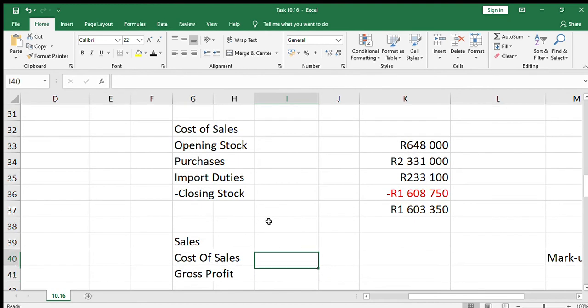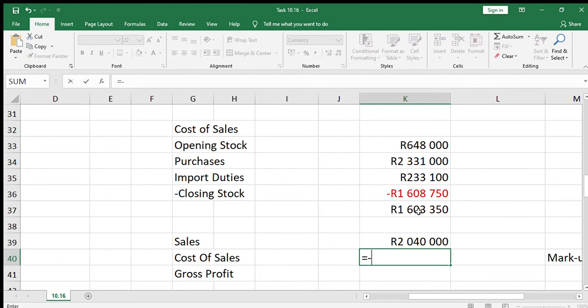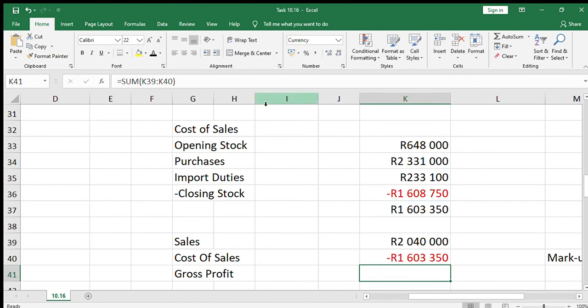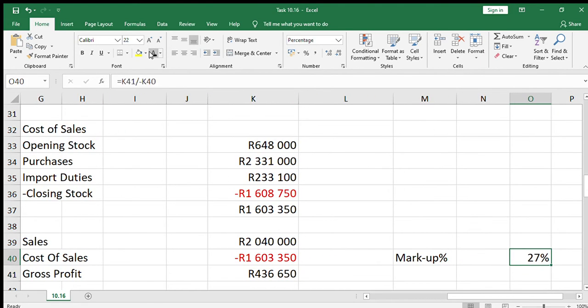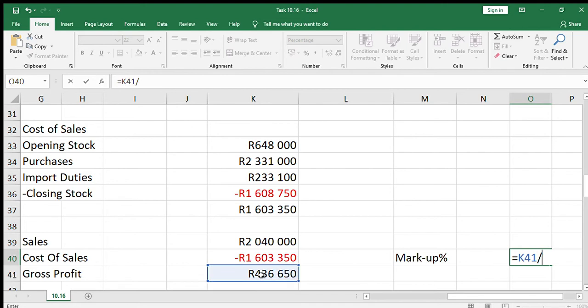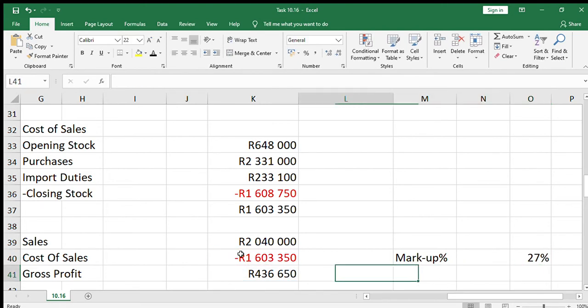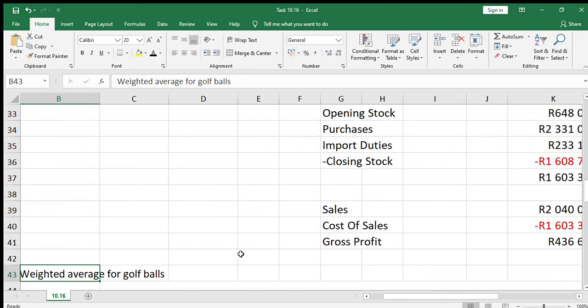We're then going to calculate the gross profit. Okay, so the sales amount given to you in the question, 2,040,000. The cost of sales we calculated above, 1,603,350. And our gross profit, 436,650. The markup percentage, which is basically the gross profit divided by the cost of sales. Okay, so you get 27% when you multiply it by 100.